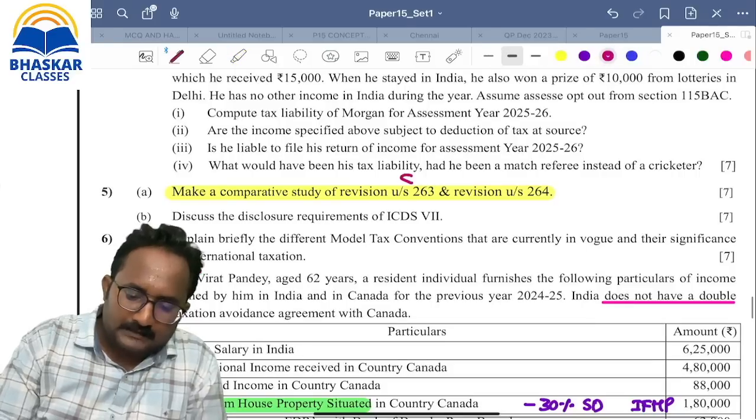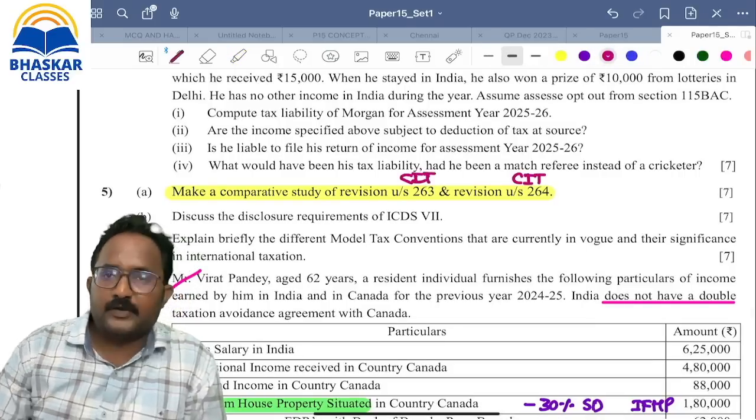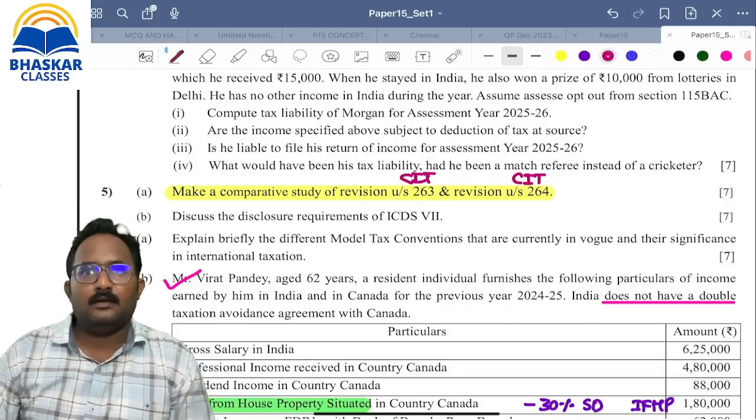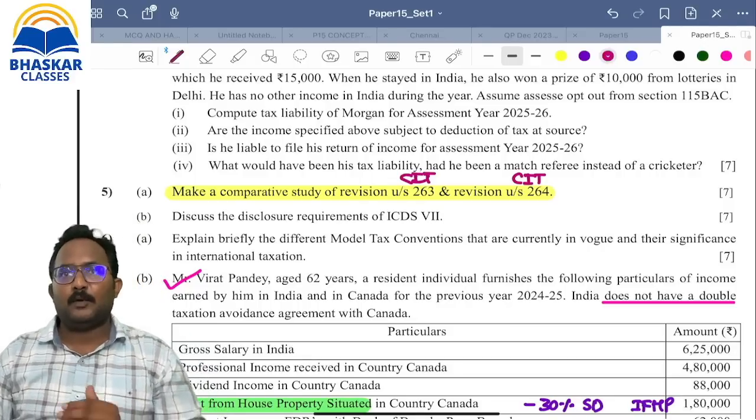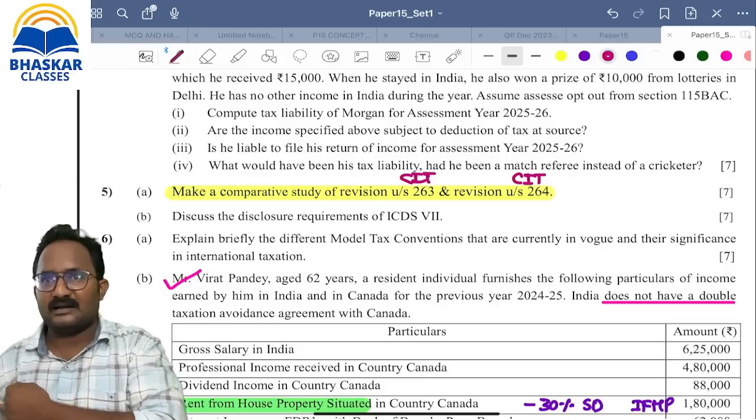263: both the orders can be revised by CIT only. But one is in favor of the department, another one in favor of the assessee. You can write 263 related points, and 264 points also you can write. That is the comparative study.